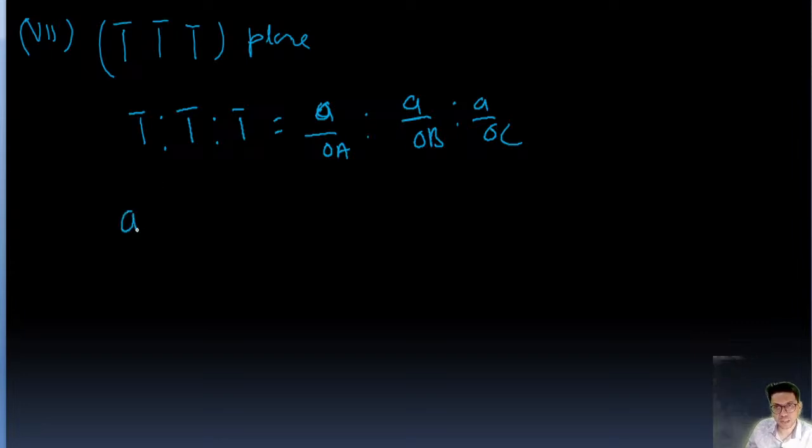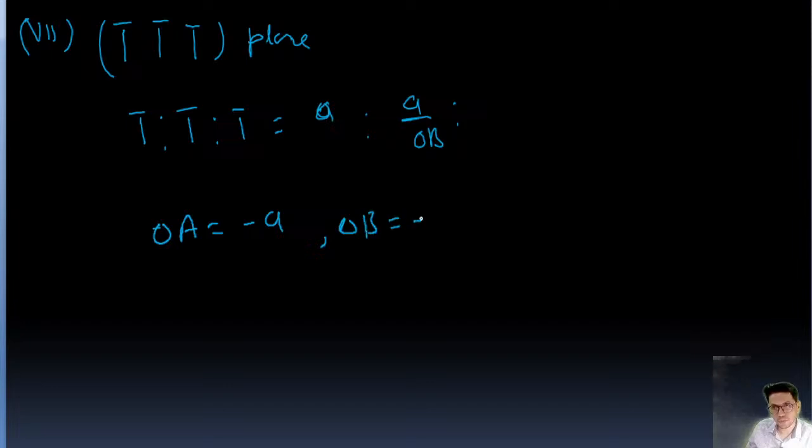So from here, the value of OA is minus a, OB equals minus a, and OC equals minus a. So this is the plane which is intercepting the XYZ axes at minus a. Okay, how to make it? I'm going to represent this plane in 3D.